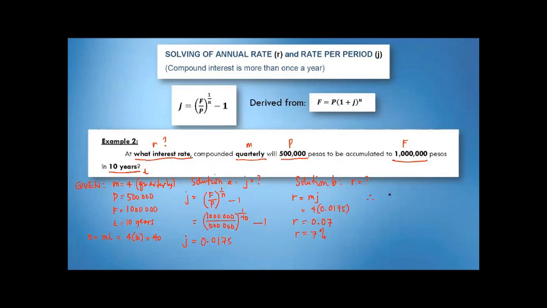Therefore, ang conclusion natin is the interest rate is 7%. Okay, so that is how we use the formula for solving the annual rate and the rate per period, still under the topic of compound interest for more than once a year.